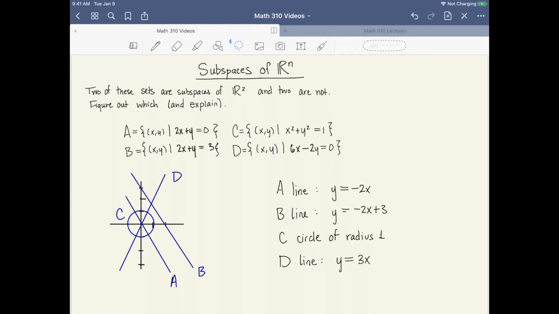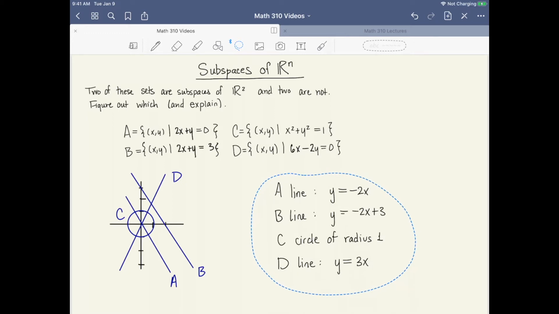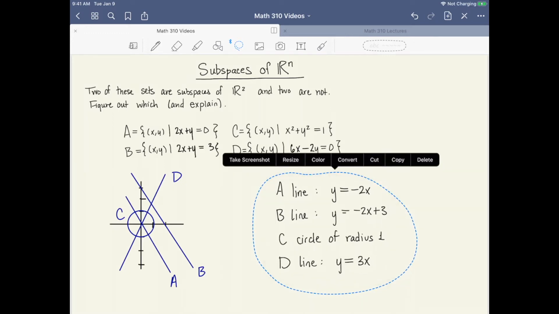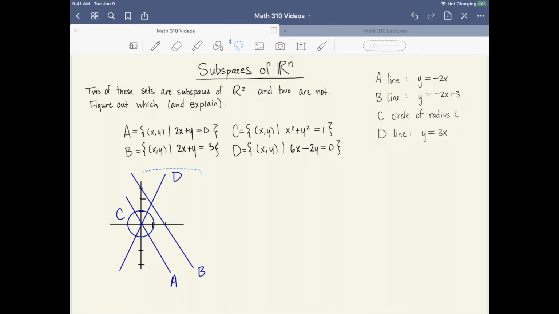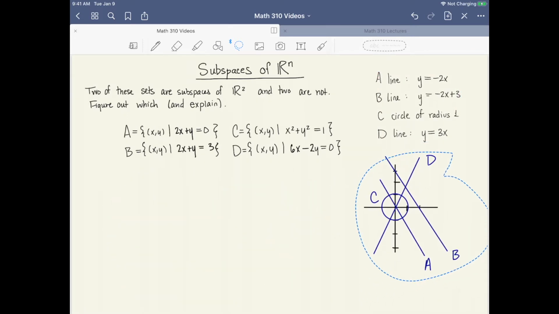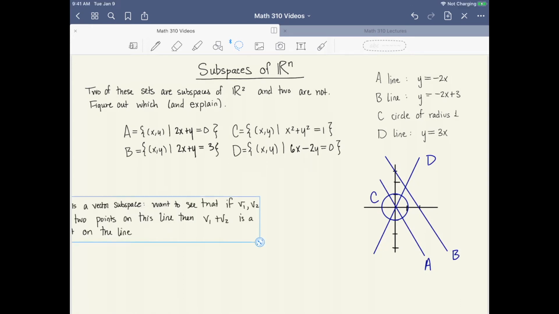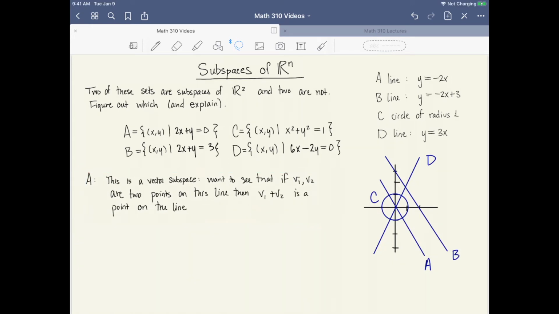So let's make ourselves a little bit of space, and then let's start working with A first. We'll move the picture over. Now for A, what we want to show is that if v1 and v2 are 2 points on the line, then v1 plus v2 is also a point on the line. Remember, a point on the line is a coordinate x, y, and the coordinate x, y also determines the vector x, y.